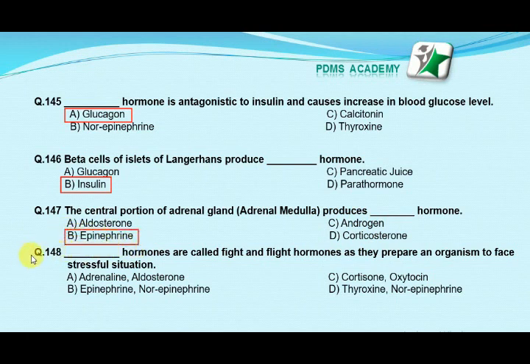Our next MCQ is: which one of the following hormones are called fight and flight hormones, as they prepare an organism to face a stressful situation? Option A, adrenaline and aldosterone. Option B, epinephrine and norepinephrine. Option C, cortisone and oxytocin. Option D, thyroxine and norepinephrine. Our correct answer is B, epinephrine and norepinephrine.